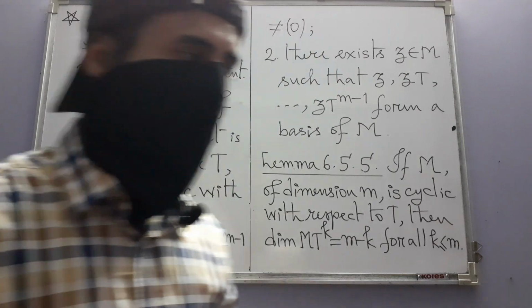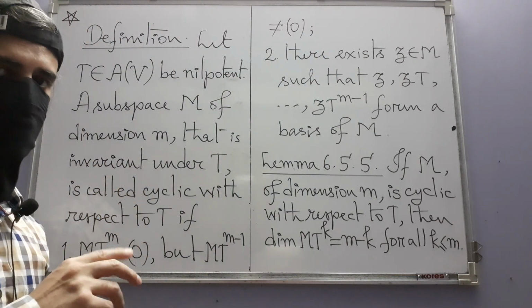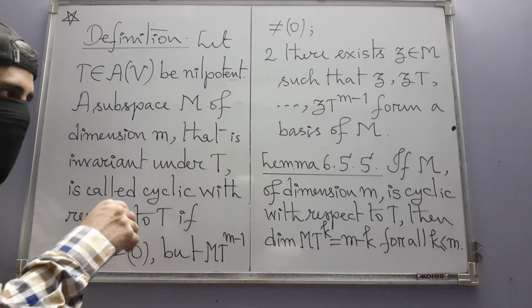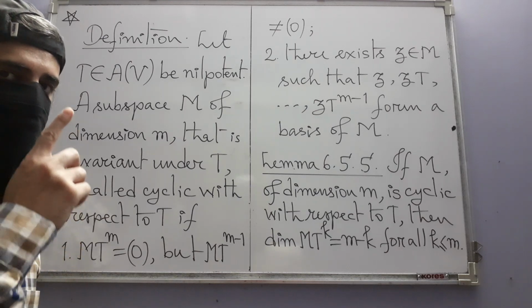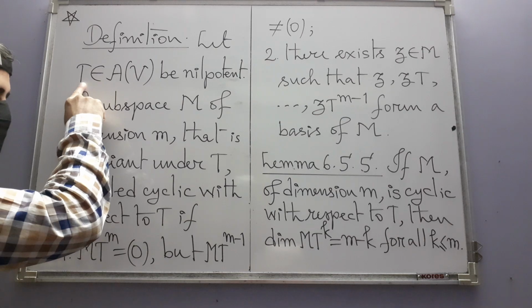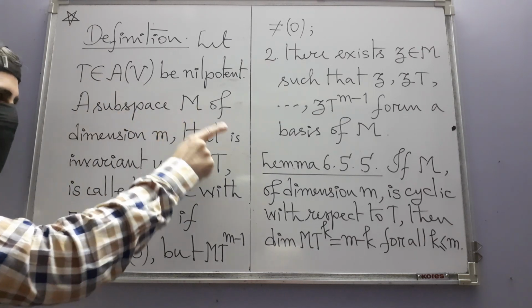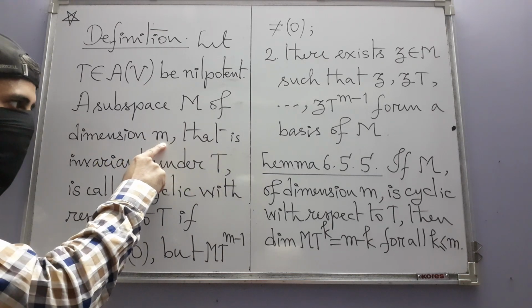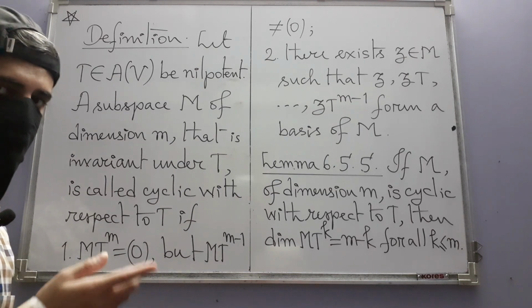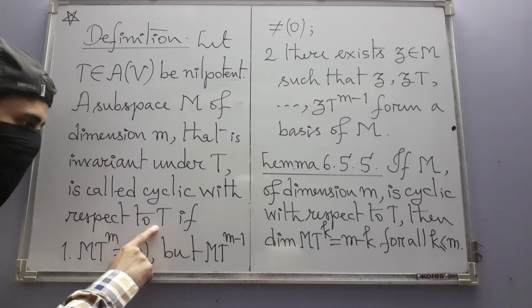Okay, so let's recall that in the previous video we ended with the definition of a cyclic space with respect to a nilpotent operator. Before we do anything else, let's just once again see the definition. You have a nilpotent operator T on a finite dimensional vector space V, a subspace M of V whose dimension is small m and that is also invariant under T. That means M is invariant under T, and it will be called a cyclic subspace with respect to T if the following two conditions are satisfied.